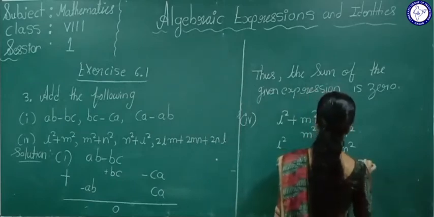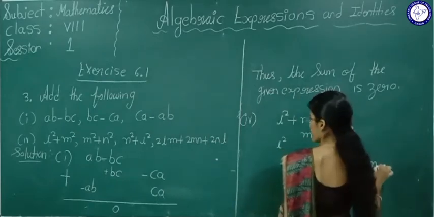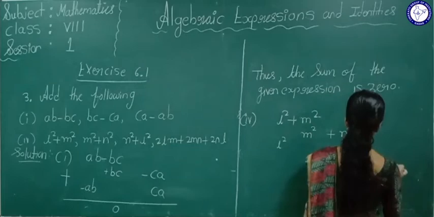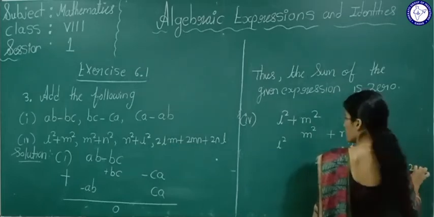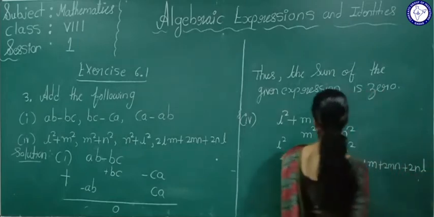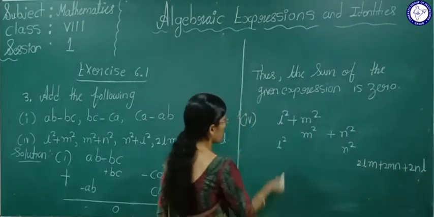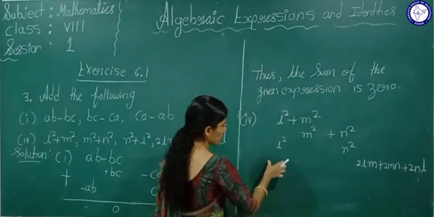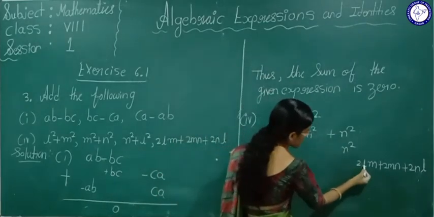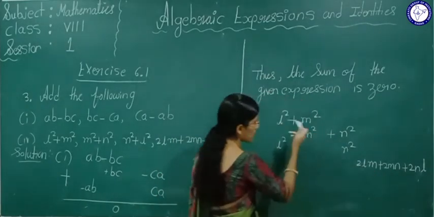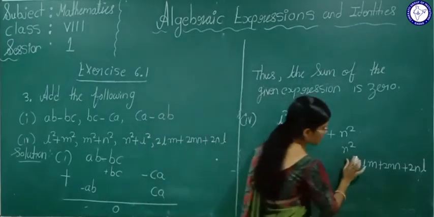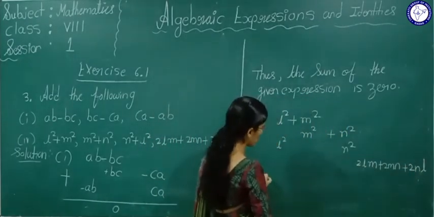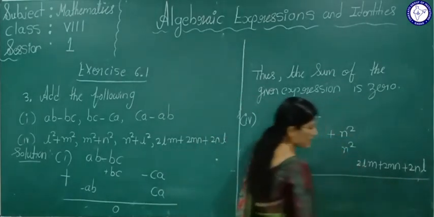Now say 2LM, 2MN plus 2NL. Now see students, like terms it should be in one column only, okay, like terms. Now see here 2LM is there, here 2LM is not there, right? What were kept? We just kept it as separate. Now they are told to add, no?